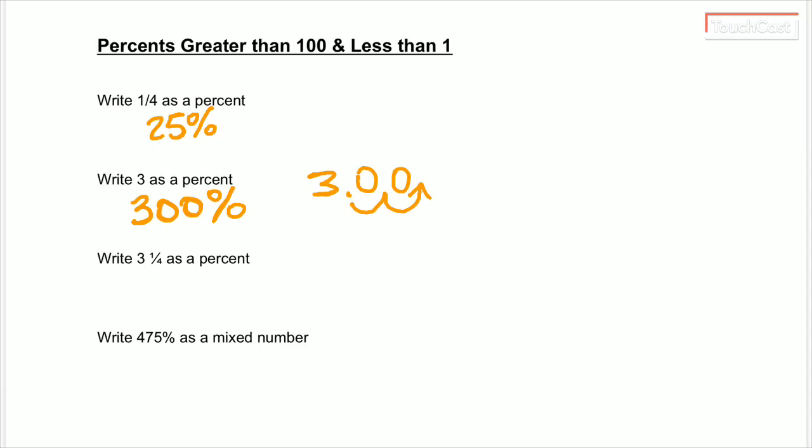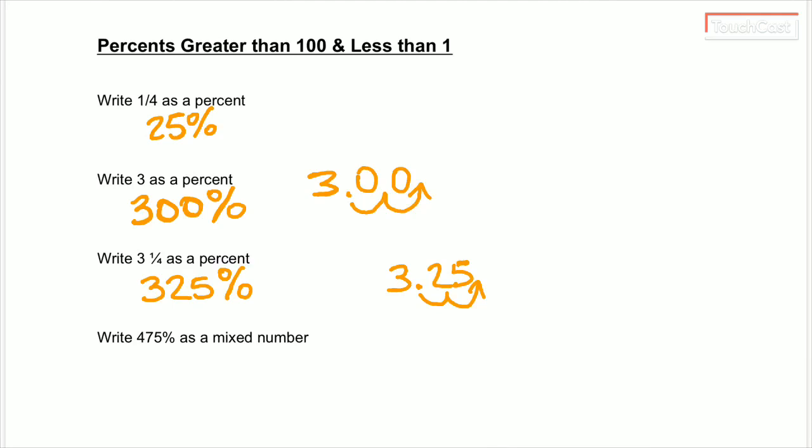Now we have a mixed number that we have to change into a percent. So we have 3 and 1/4. Well, we've just looked at how to convert 3 into a percent as well as 1/4 into a percent. So we're actually going to combine those two in this case. So as a decimal, 3 and 1/4 would be 3.25. And again, to convert a decimal into a percent, we will always move the decimal 2 places to the right. So we have to move it 2 spaces. We wind up with 325%.